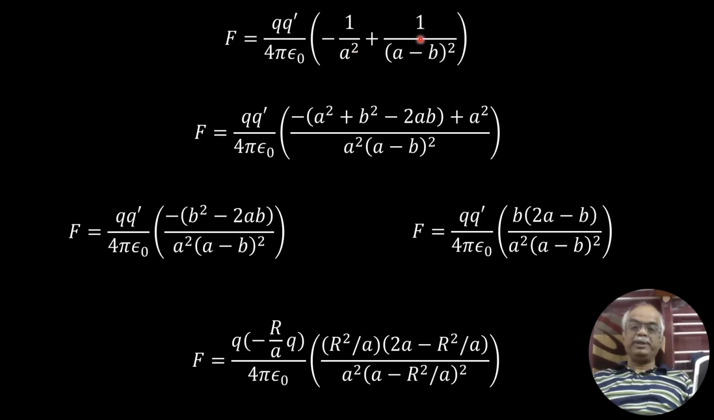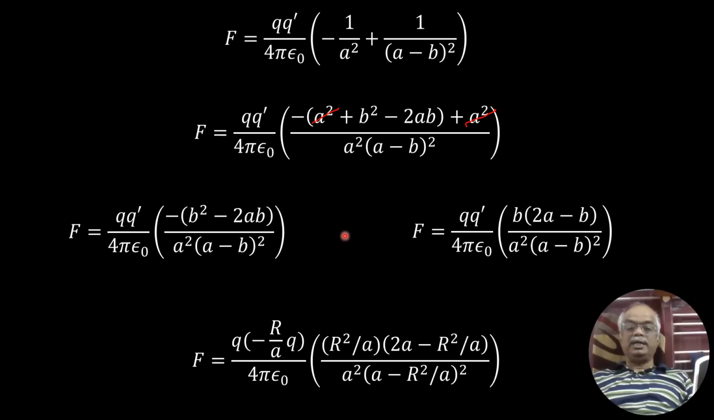Then you can bring this a squared here, so plus a squared. Now you can see this is minus a squared. If you add minus a squared and plus a squared it will become 0. So the remaining thing is minus. You remember that there is a negative sign outside. Minus p squared minus 2ap, so divided by a squared into (a minus p) whole squared.